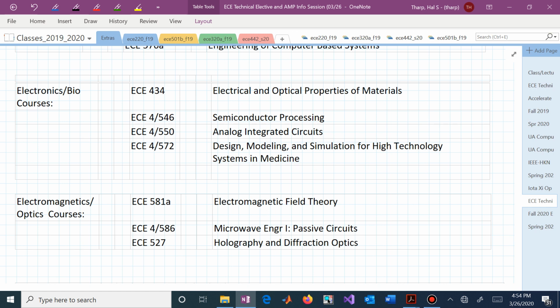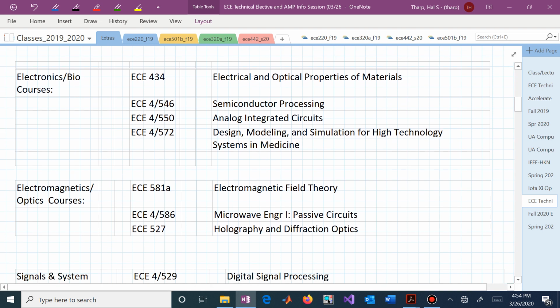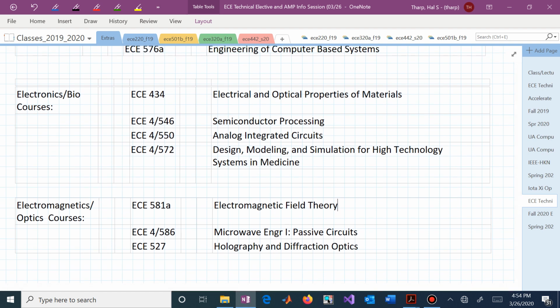It's not dual numbered, so you're now jumping in with all graduate students, but you will now learn electromagnetic field theory at a deeper level than what you had in 381A. Microwave engineered systems or microwave engineering. These are the passive circuits. How do you design those circuits at the microwave frequency area? And then another class in electromagnetics and optics is the holography and diffraction optics.